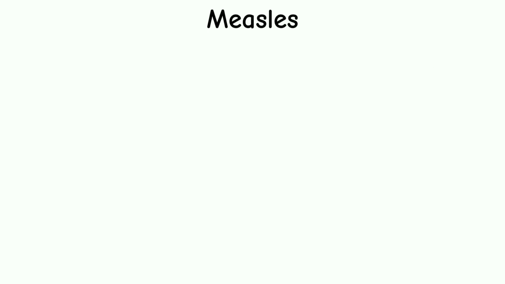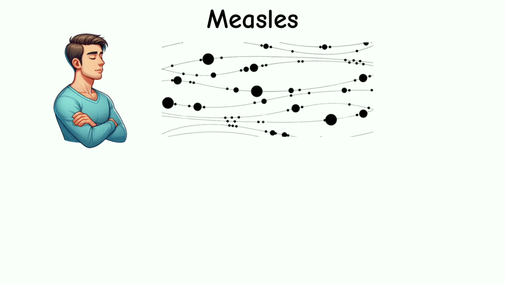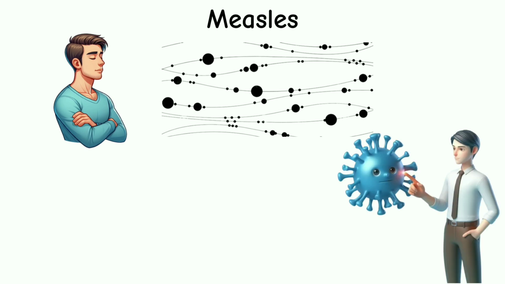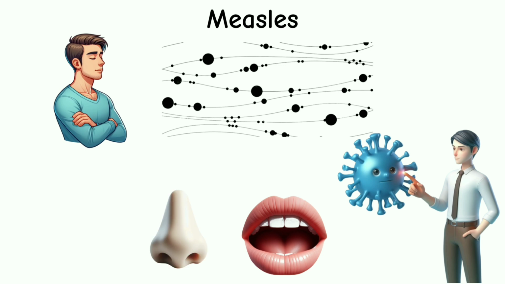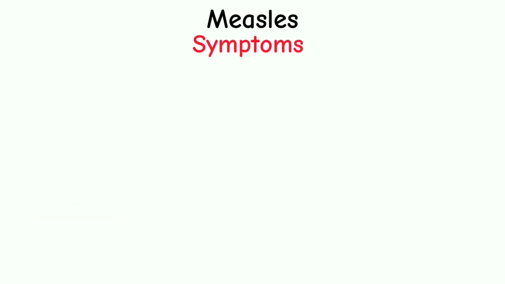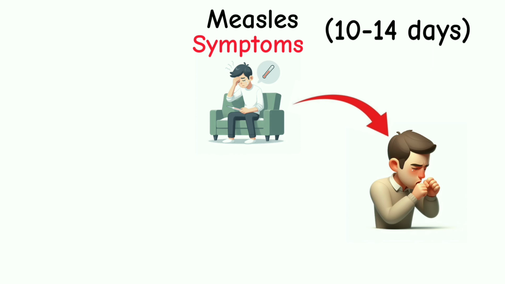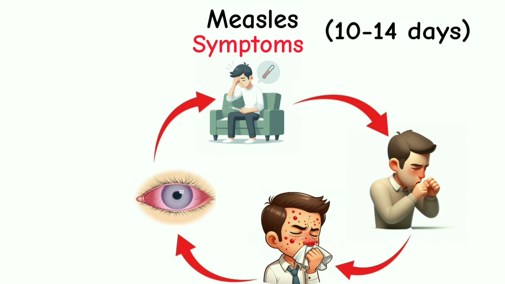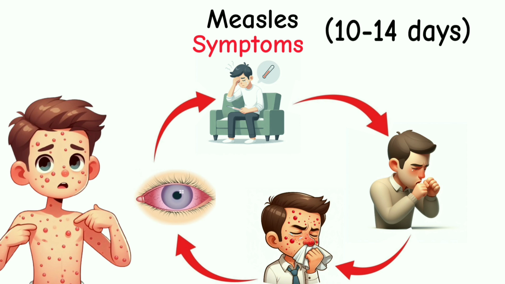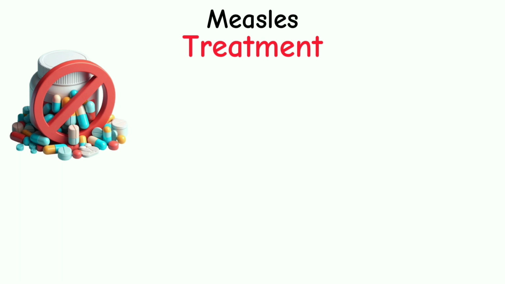People can contract it by breathing in contaminated air or by touching surfaces with the virus, and then touching their mouth, nose, or eyes. Symptoms of measles typically appear 10 to 14 days after exposure and include high fever, cough, runny nose, red eyes, and a characteristic rash that starts on the face and spreads to the rest of the body. There is no specific treatment for measles, but supportive care can help manage symptoms.